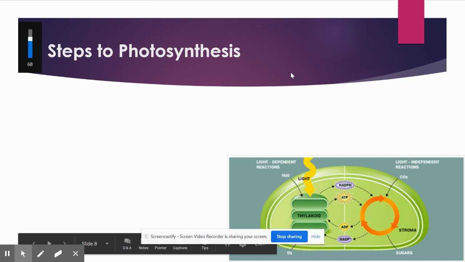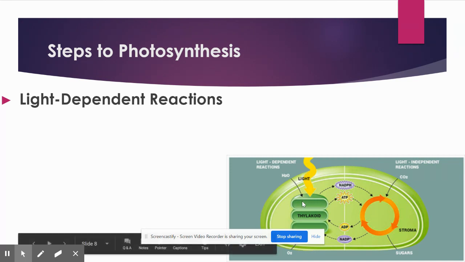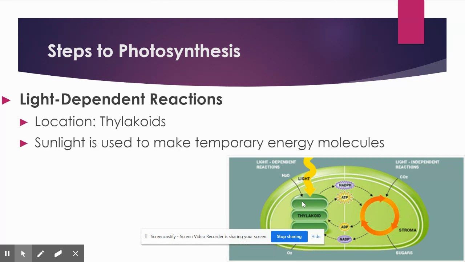Okay, the steps to photosynthesis then, we have the light-dependent reaction. If we're looking at our picture of the chloroplast on the bottom right, the light-dependent reaction is happening on the left, where we see light coming into the thylakoid and water going in there as well. So it happens in the thylakoid.